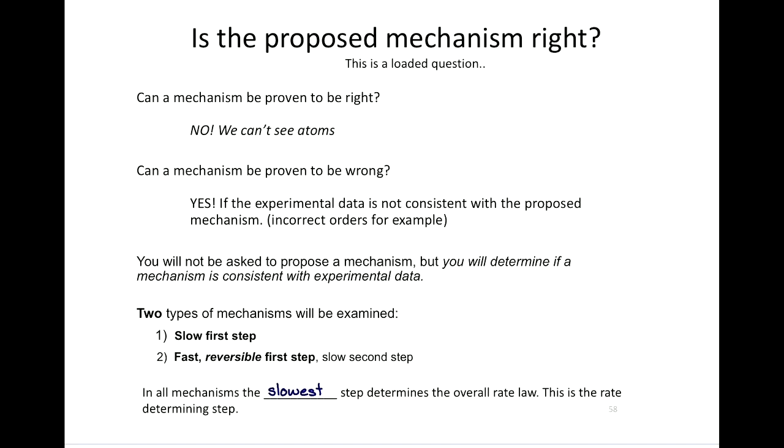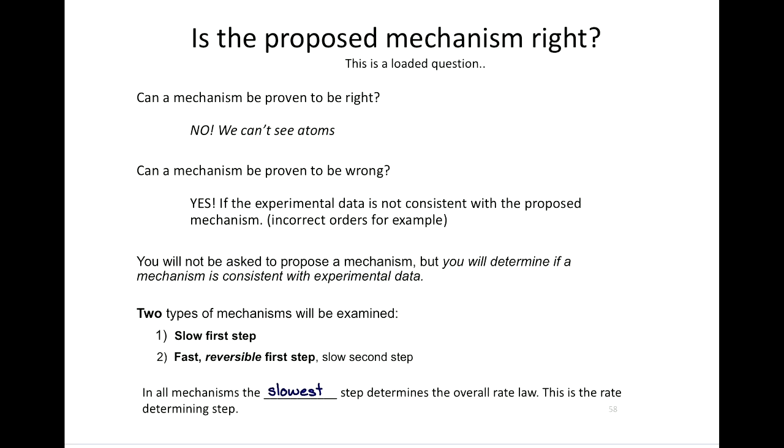You will never be asked to propose a mechanism. Yes, I know, right? That's outside the scope of this class. Instead, we typically ask you, is a proposed mechanism consistent with the rate law? If I give you a mechanism, you should be able to get the rate law. That is the learning objective here. We give you the mechanism, you determine the rate law. And we'll ask, is this consistent with experimental data? That's how we typically ask questions like this.